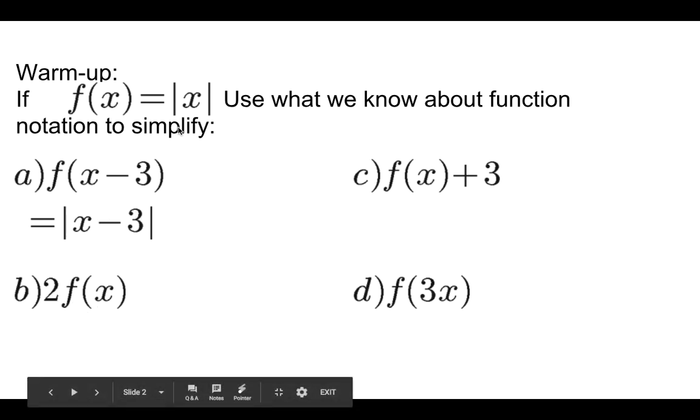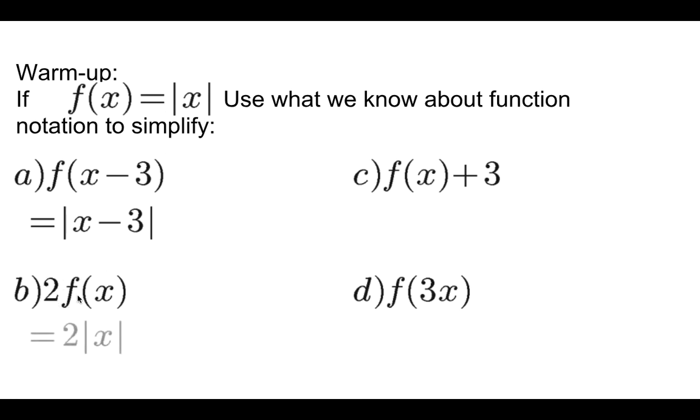B is similar. It's like we're going to be doubling all the outputs. And so we could take the absolute value function and multiply it by 2. C is similar. We can add 3 to all the outputs. So take the absolute value function and add 3. And in D, what we're doing is tripling all the inputs. And so the function is the absolute value of 3x. And so these are actually the functions that we would graph. So we'd graph like y equals absolute value of x minus 3.